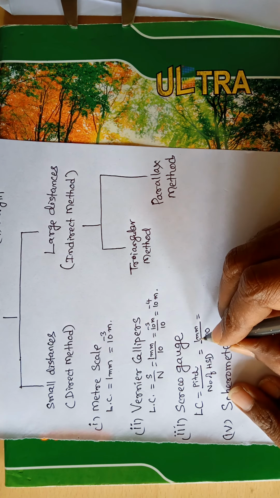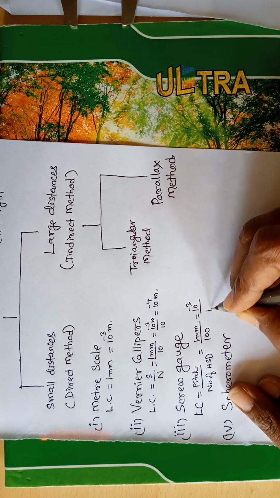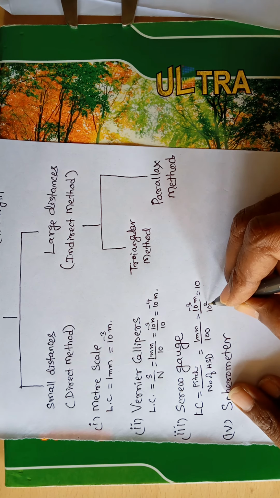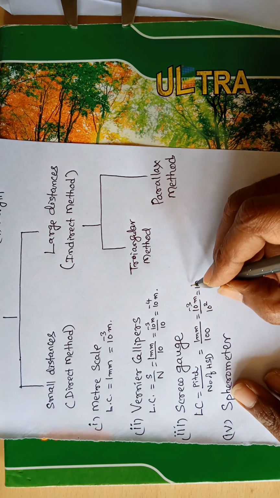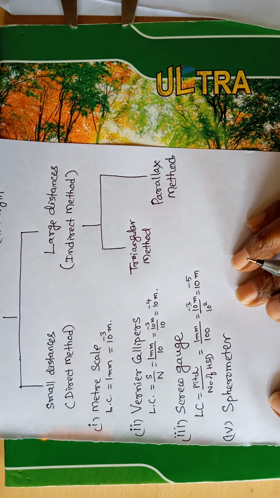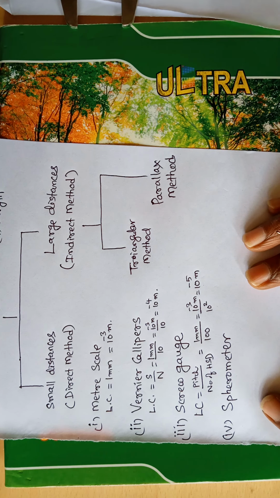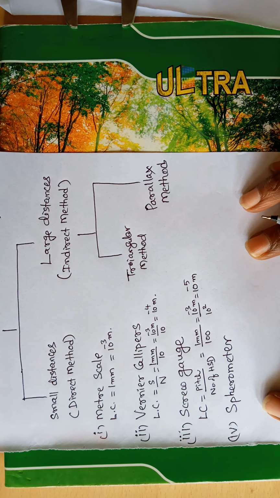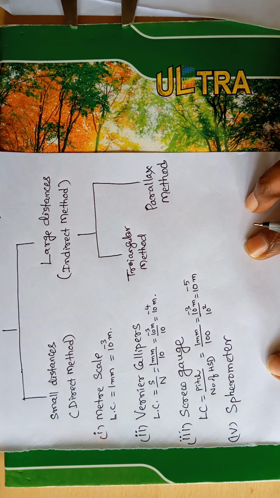It means 1 millimeter is 10 power minus 3 meter. Here 100 means 10 square. Taking it upward to the numerator becomes minus 2. Minus 3 minus 2, 10 power minus 5 meter. See, this is more sensitive than vernier calipers. It is 10 times more accurate than vernier calipers.